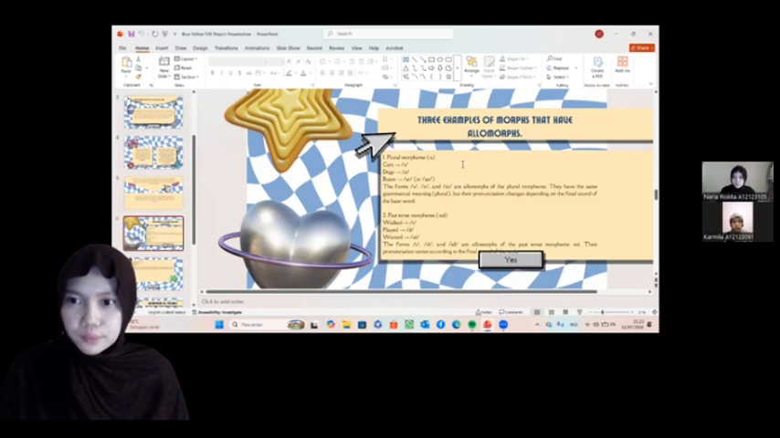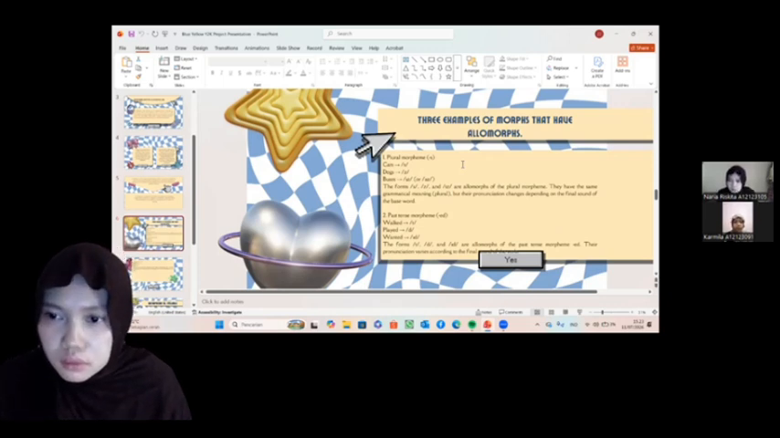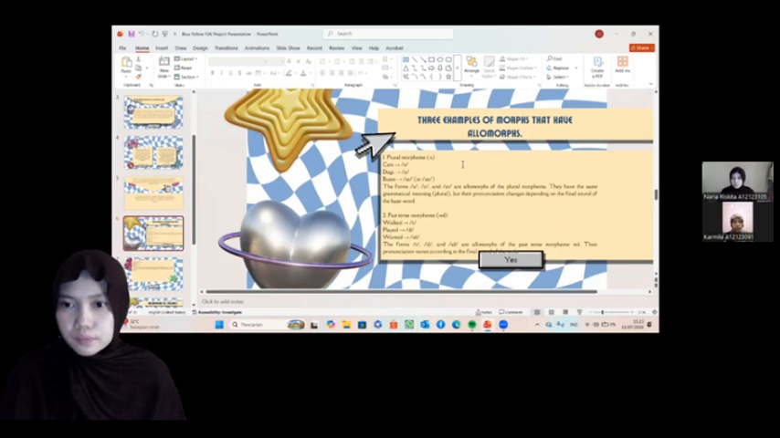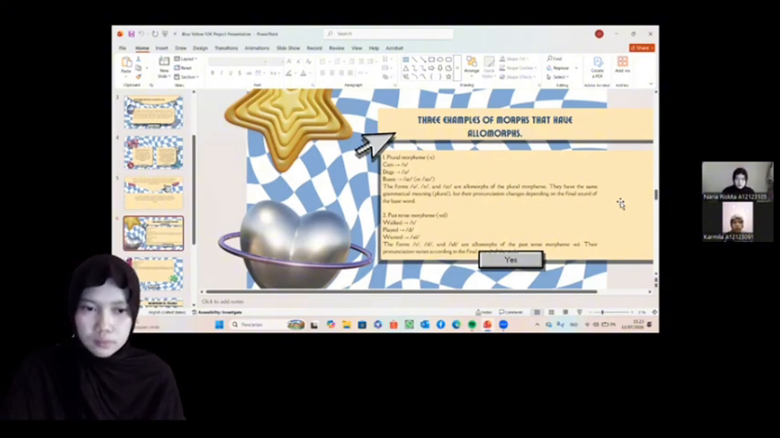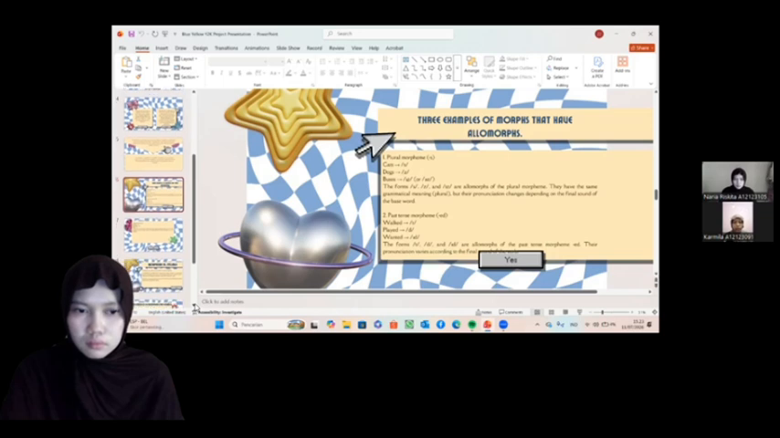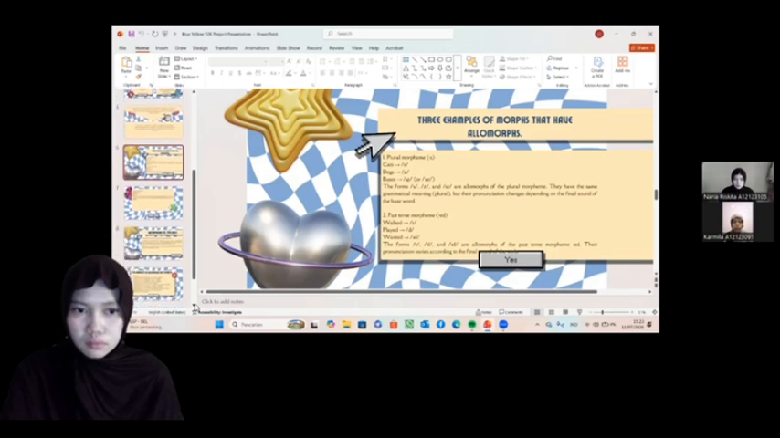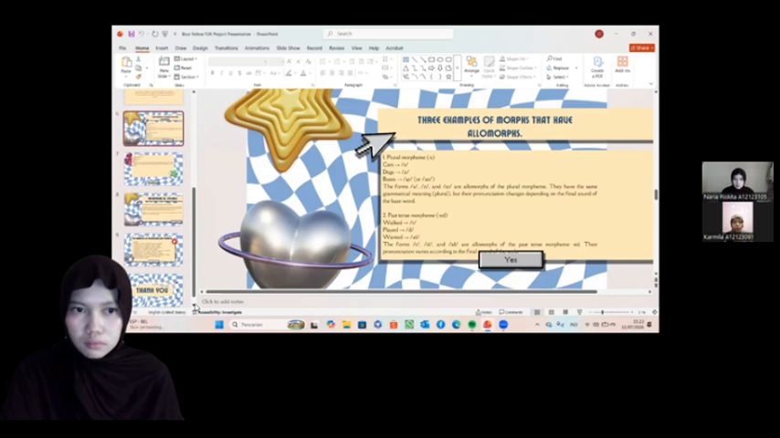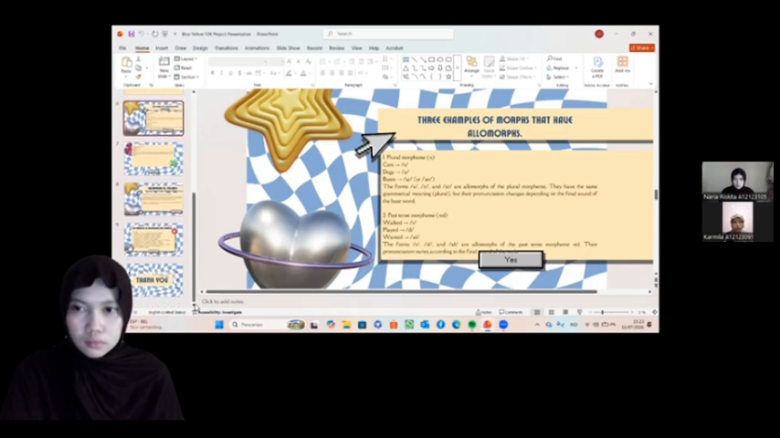Okay. Thank you. The next material is 3 examples of morphs that have allomorph. The first is plural morpheme s. The words are cats, dogs, and buses. The forms s, z, and iz are allomorphs of the plural morpheme. They have the same grammatical meaning, which is plural, but their pronunciation changes depending on the final sound of the base word.